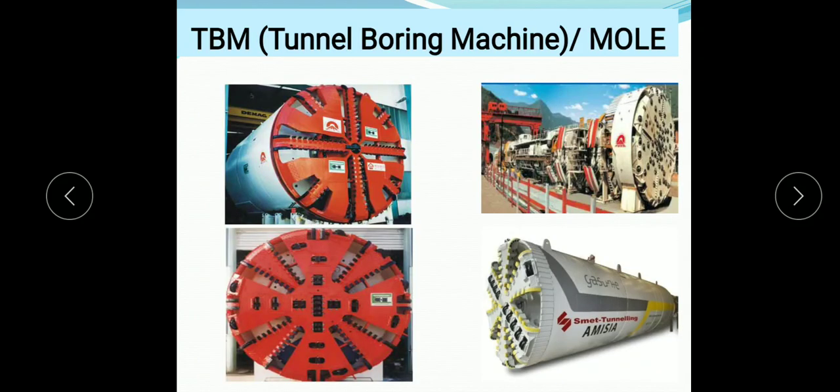Here we can see the photo of tunnel boring machine or mole. This is a cutter head. This is a main body. Here we can see the bits are provided. When this bit will rotate, the rock will get pulverized or cut down into small pieces.